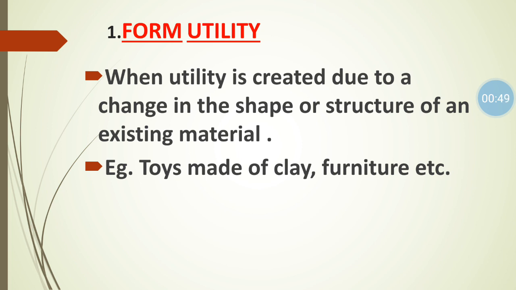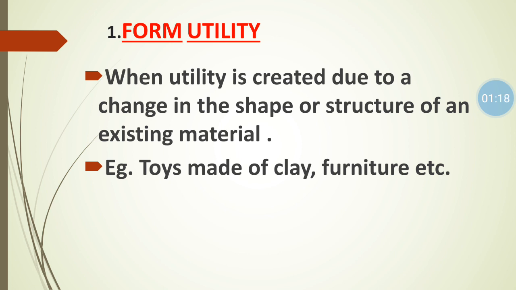Number one is form utility. Form utility means when utility is created due to a change in the shape or structure of an existing material, that is called form utility. It means suppose we have some material and we change the shape and structure of the material and we get something new, that is called form utility.